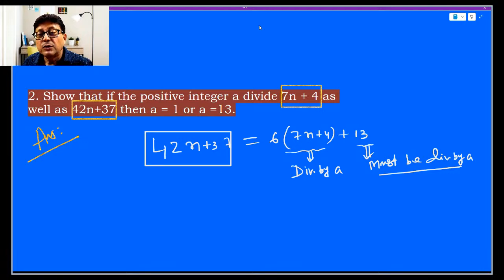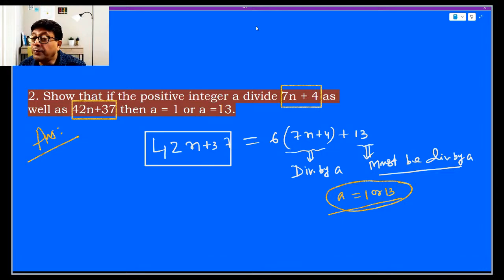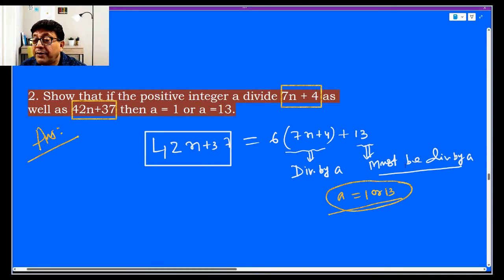So if a divides 13, then a must be what? a must be a divisor of 13. So a must be equal to 1 or 13, because 13 is a prime number. It is divisible by 1 or 13. So a must be equal to 1 or 13. Hope all of you have understood. From here we are getting the value of a. It will be either 1 or 13.